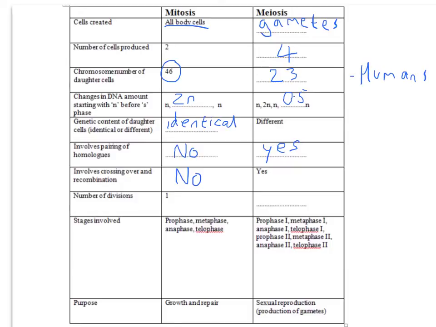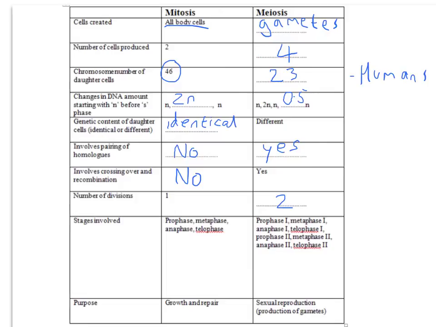Number of divisions. In mitosis, it's one division. In meiosis, you've got meiosis 1 and meiosis 2. So there are two divisions. Stages involved. Well, in mitosis, you've got prophase, metaphase, anaphase, and telophase. But in meiosis, you've got the two splits. So prophase, metaphase, anaphase, and telophase 1. And then prophase, metaphase, anaphase, and telophase 2.